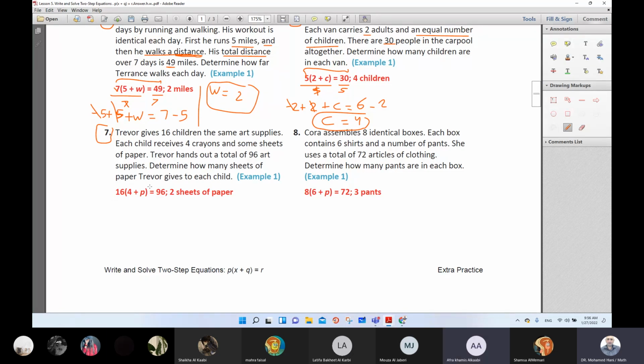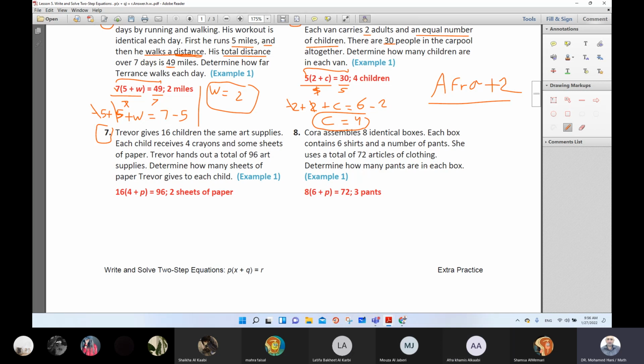Trevor gives 16 children the same art supplies. Each child receives 4 crayons and some sheets of paper. Trevor hands out a total of 96 art supplies. Determine how many sheets of paper Trevor gives to each child.